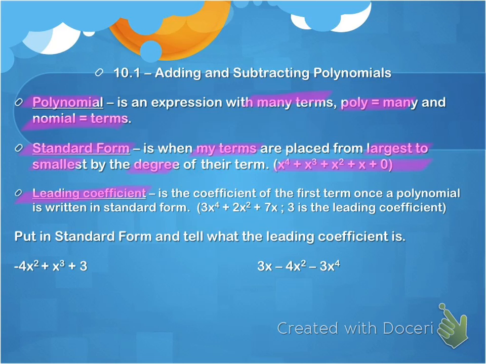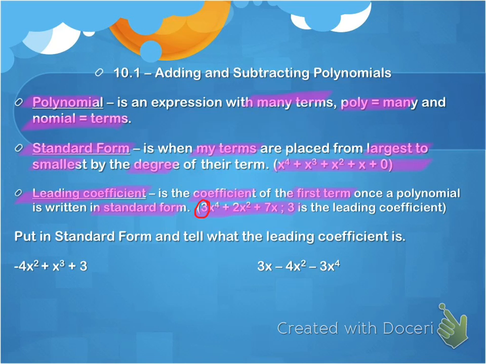My leading coefficient is the coefficient of my first term once my polynomial is written in standard form. So again, the example I gave was 3x to the 4th plus 2x squared plus 7x. And so this is already written in standard form because I go from largest exponent to smallest. X to the 4th is my largest exponent, so the coefficient of that is 3. And so that's why my leading coefficient is 3.